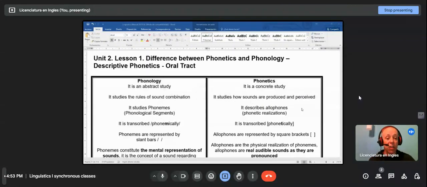While phonetics, on the other hand, studies how sounds are produced, which parts of the oral tract are involved in the sound production of each sound of each language. And remember, there are more than 7,000 languages around the world, each of them with their own inventory of sounds. So, how sounds are produced and perceived. And then it says that phonology studies phonemes and that phonetics studies allophones.